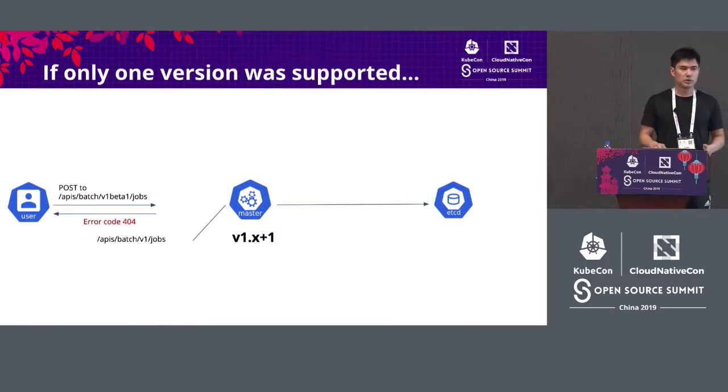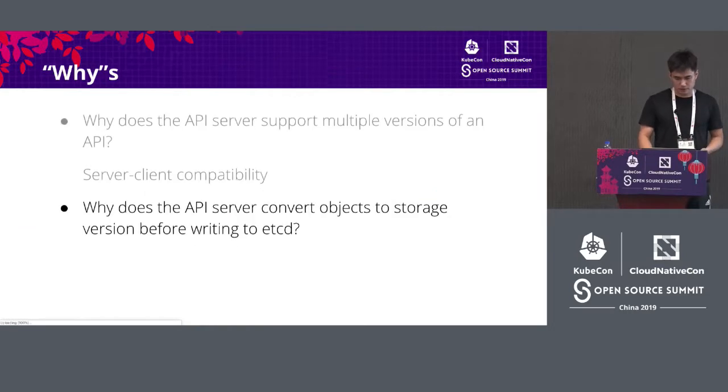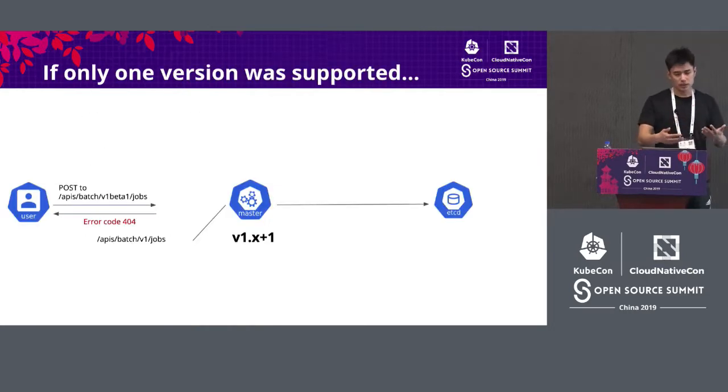But as things work today, the API server supports multiple versions at the same time. Then you can upgrade your API server first, and your client will still keep working. You can upgrade your client afterwards, before you do the next upgrade of the API server. So that's why the API server has to support multiple versions. It's for compatibility between the server and the clients.